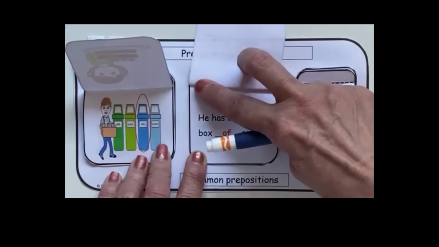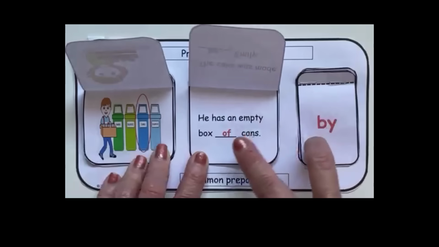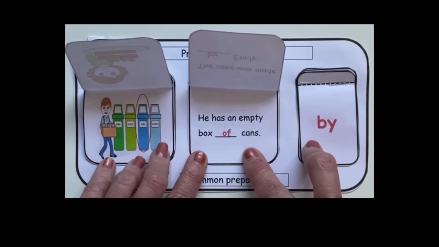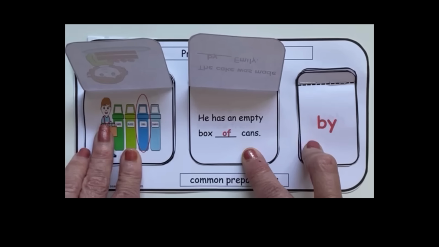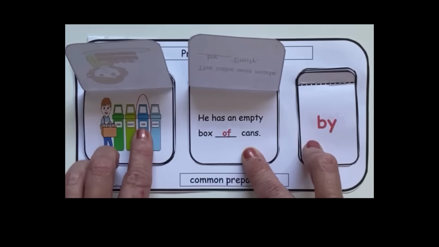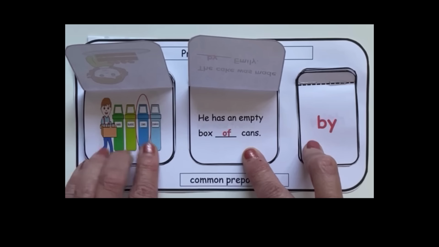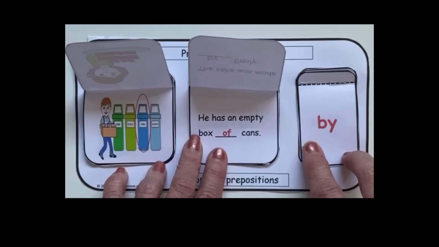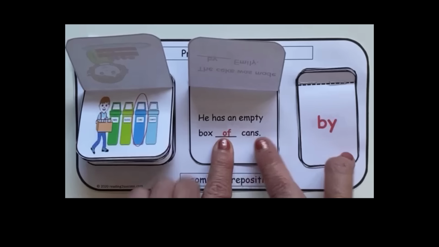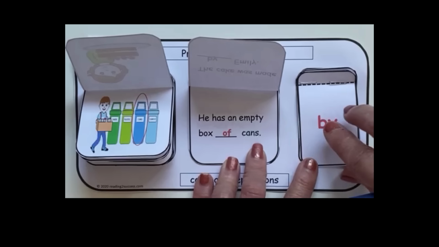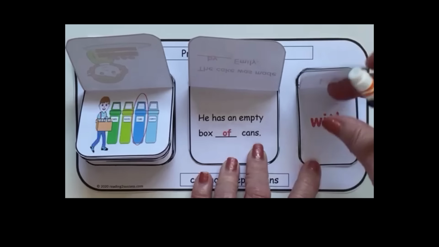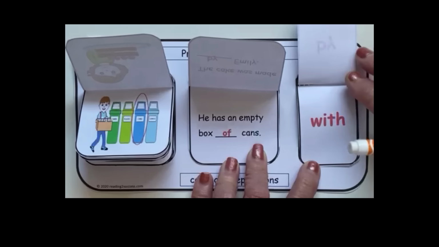Oh, this one is matching. He has an empty box of cans. That does match. There's the box, and he's going to put it in the recycle bin where there are cans. And, oh, that is of. This is by, so we need to find the correct preposition to match.